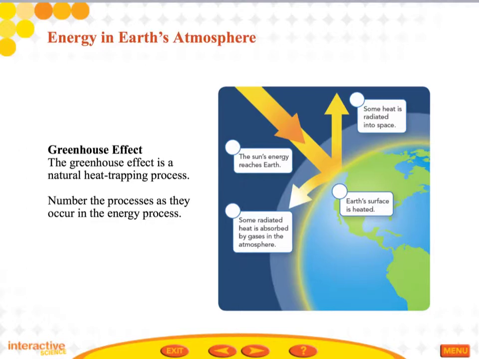This last section, I'd like you to take a look at this picture here, and these all happen in a specific order. This one is number 1. The sun's energy reaches Earth. Then it hits Earth's surface and is heated. Now the next thing it does is some of it is radiated off into space, but some of it is radiated heat that is absorbed by gases in the atmosphere, which is causing that greenhouse effect.